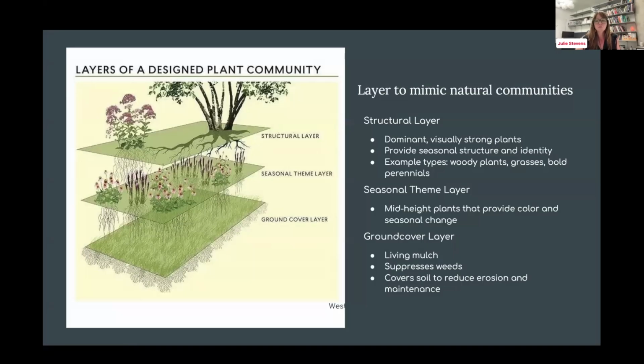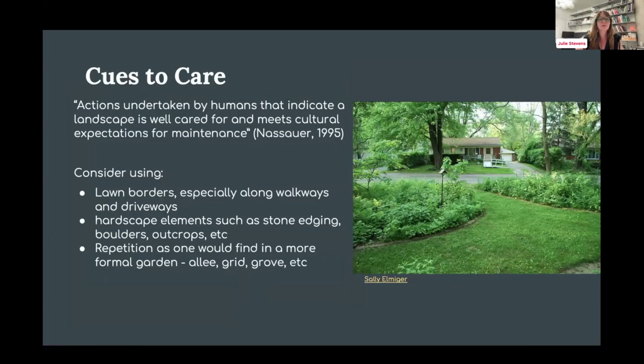You're filling those beds. Aside from maybe supporting some ground nesting bees, bare soil is not what we want to see, right? Then we have too many weeds, we're doing too much spraying or pulling, but covering the bed, so that green mulch layer. And again, we want to talk about cues to care.